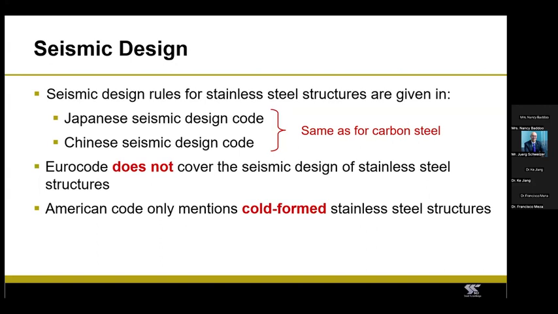So as you might know, the US is affected by earthquakes more than Europe. So the reason the American seismic design code does not cover stainless steel structures other than the cold formed structures is because design rules for stainless steel have only recently been introduced to the US with the development of AISC 370 in 2021.